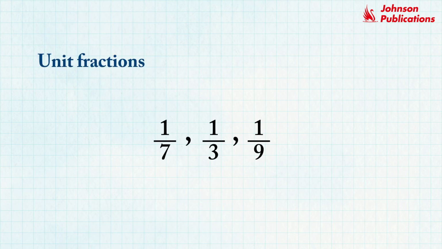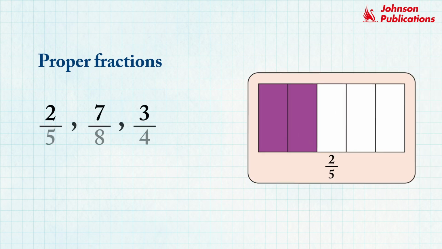Unit fractions. A unit fraction is a fraction that has 1 as the numerator. For example, 1/7, 1/3, 1/9 are unit fractions. Proper fractions. A proper fraction is a fraction that has the numerator less than the denominator. For example, 2/5, 7/8, 3/4 are proper fractions.